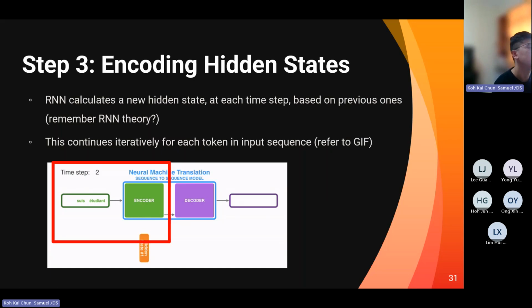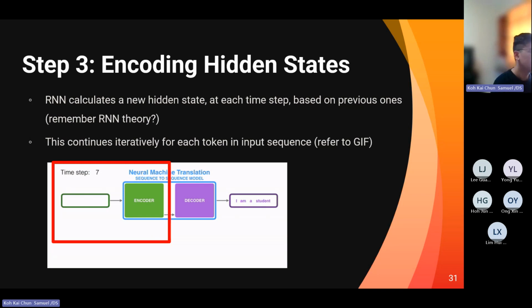Then lastly, we could do encoding hidden states. Remember, RNN calculates a new hidden state at each time step based on the previous one. Remember the RNN theory that Cindy covered just now. This continues iteratively for each token in the input sequence. If you refer to the animation, it pumps in time step 3, and it outputs a hidden state 3 to be put into the encoder. So hidden states refer to simply the information it has learned bit by bit.